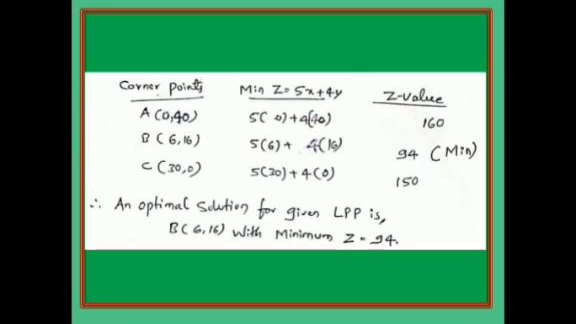Since it is a minimization problem, among these obtained z values, which is minimum? 94 is the minimum. So that is why in bracket it's given as MIN, minimum. The coordinate values responsible, 6, 16, which is nothing but the point B, will be treated as the optimal solution. That's what is being written over here. An optimal solution for the given LPP is B (6, 16) with minimum z value equal to 94. Here it concludes the solution of the 17th problem.